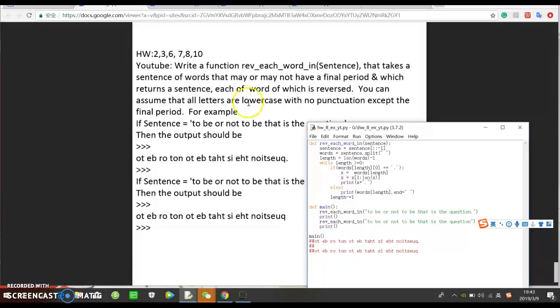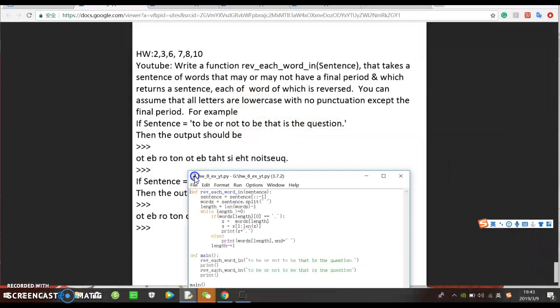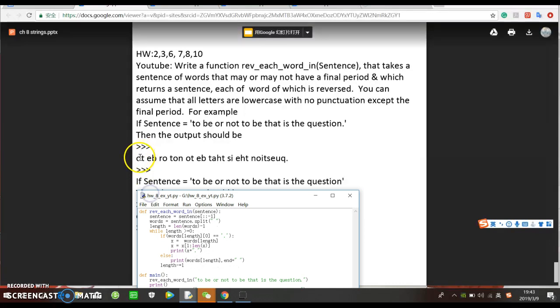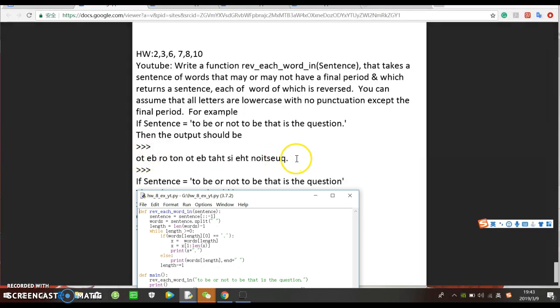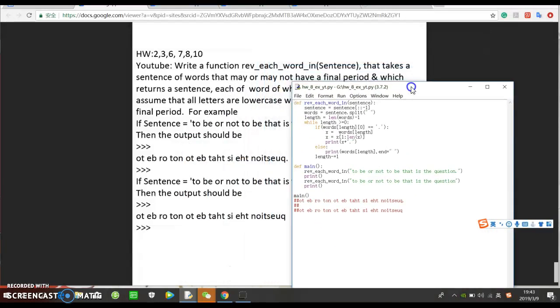For example, if sentence equals "to be or not to be, that is the question", then the output should be just each word reversed. So first let's write a function.